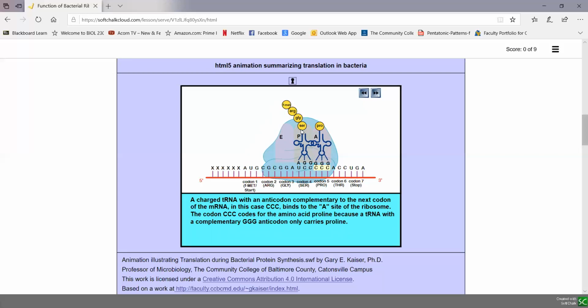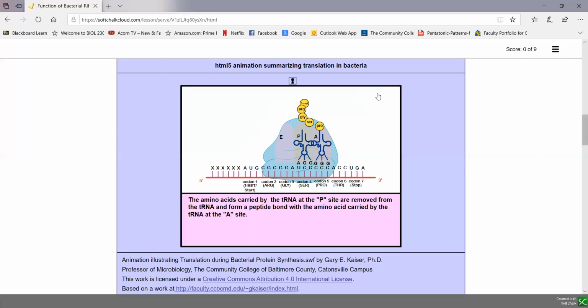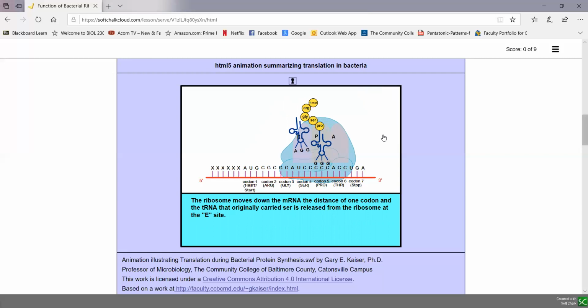Now the growing peptide chain forms a peptide bond with the newest amino acid on the transfer RNA at the A site as it leaves the transfer RNA at the P site. And then as the messenger RNA moves down, the old transfer RNA from the P site exits at the exit site, opening up the A site to read the next codon, ACC, which codes for threonine.